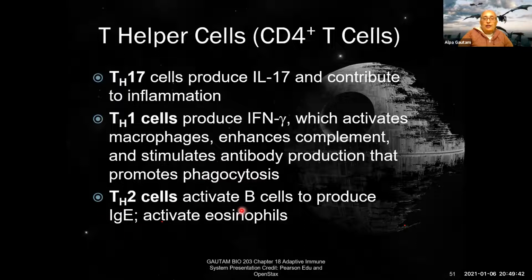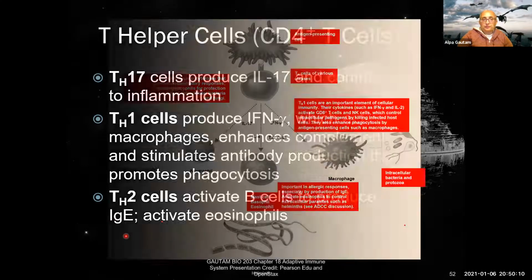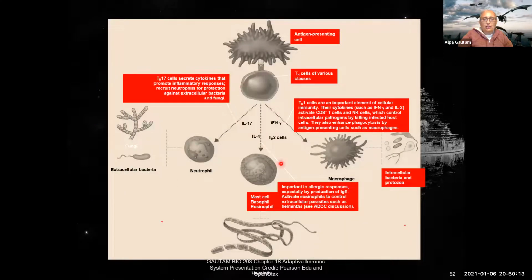Th2 cells activate B cells to produce IgE. IgEs activate eosinophils, hence IgE. That's why it's called IgE. IgEs activate eosinophils, but IgEs also cause degranulation of mast cells, right? So sometimes when you have larval infections, you also have inflammation involved, and this is because IgE is present. So this is a good slide to study from. This is exactly everything that I've said, but illustrated.